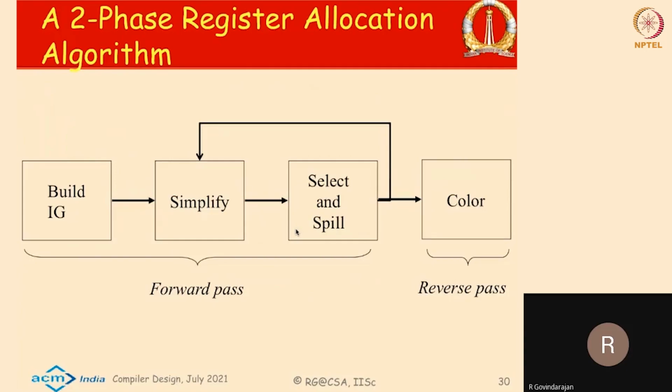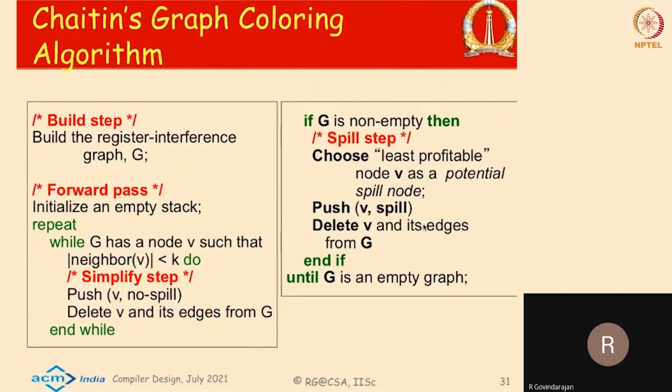So at a high level, you first build the interference graph, then you go through the simplify step, and if you can't simplify further, you select a node and spill, and then again you start simplify, select a node and spill. But if you can completely simplify, then you have removed all the nodes. Then you try to do the coloring process, which is in the reverse order in which you removed the nodes. This is called the forward pass, and this is called the reverse pass. I give the algorithm for the forward pass and the reverse pass in some level of detail, but I will run you through an example, which is better explained than going through this.